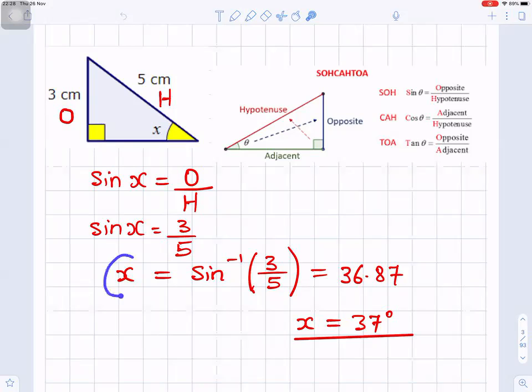And to get the angle X, we find the inverse. This is how you write it: sine with a -1 at the top. Inverse sine of 3 over 5, or arc sine 3 over 5. Put that in the calculator. Make sure your calculator is in degrees, not in radians. And it will give you 36.87 degrees. And to the nearest whole number, you round the 8 up to 1, add it to 6, it becomes 7. So to the nearest whole number, it is 37 degrees.